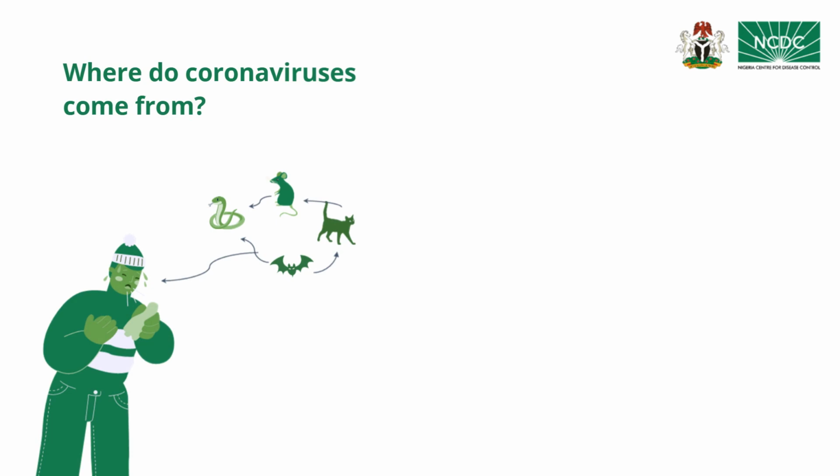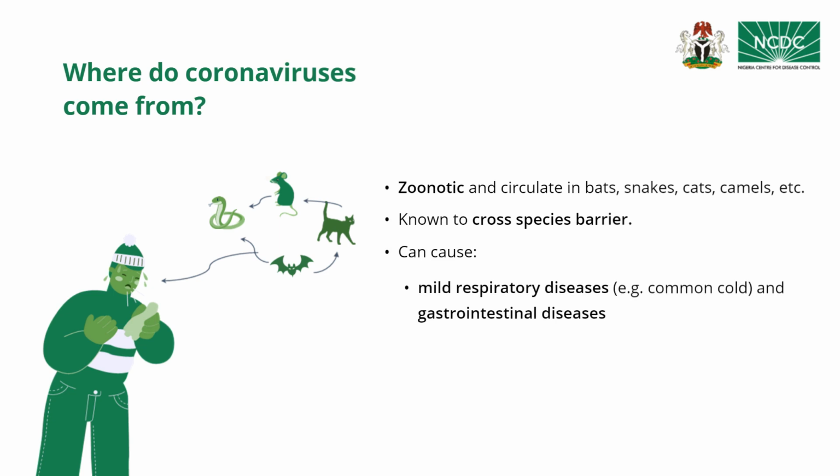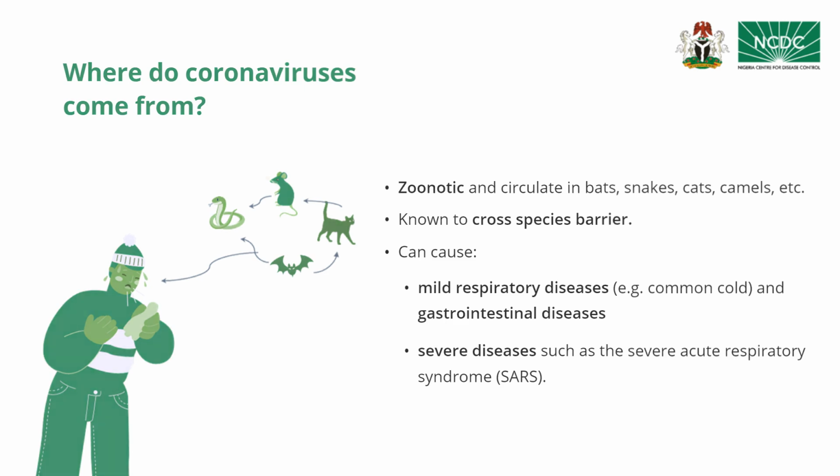Where do coronaviruses come from? Coronaviruses are zoonotic. This means that they can be transferred from animals to humans. They circulate in animals such as bats, snakes, cats, and camels, and are known to cross species barriers. Most coronaviruses cause mild respiratory diseases such as the common cold and gastrointestinal diseases, while some can cause severe diseases such as the Severe Acute Respiratory Syndrome known as SARS. The novel coronavirus, also known as SARS-CoV-2, will be explained more next.